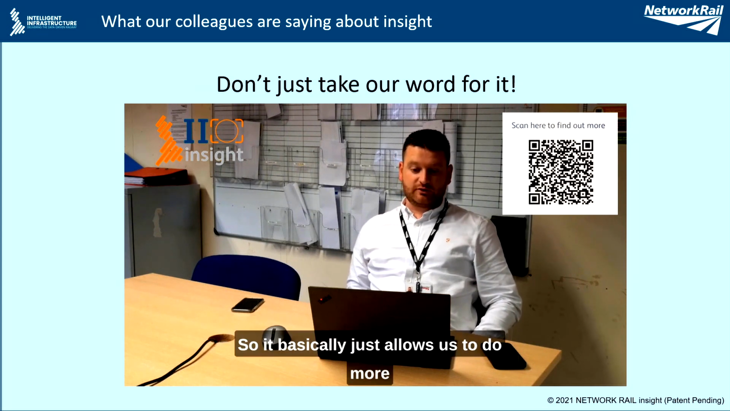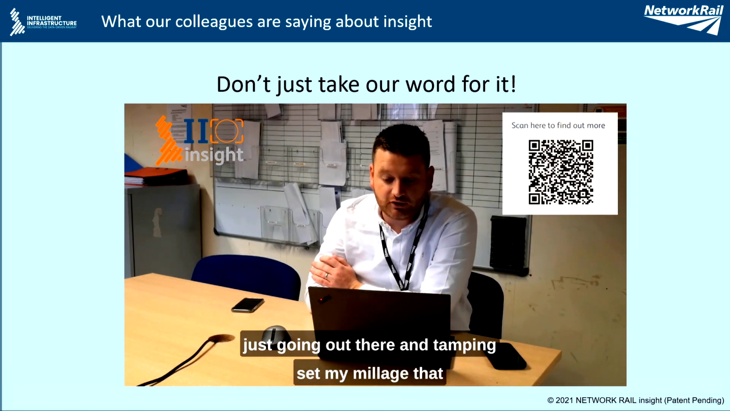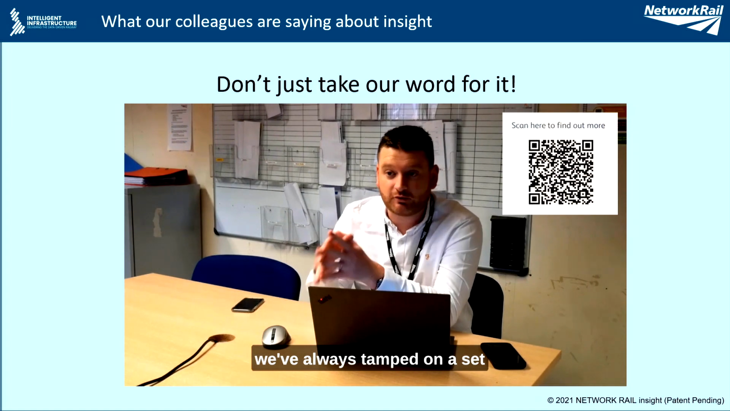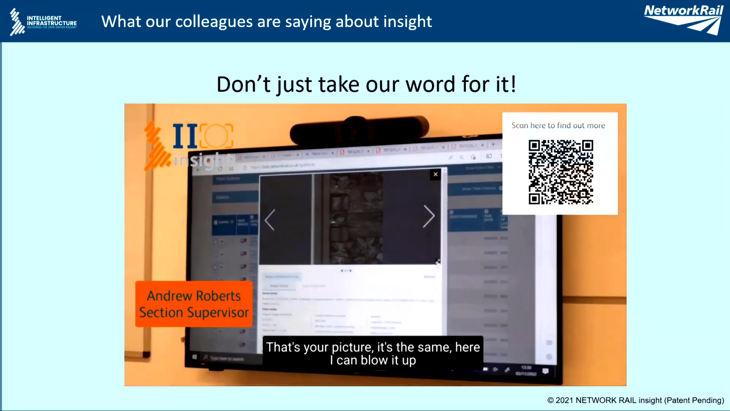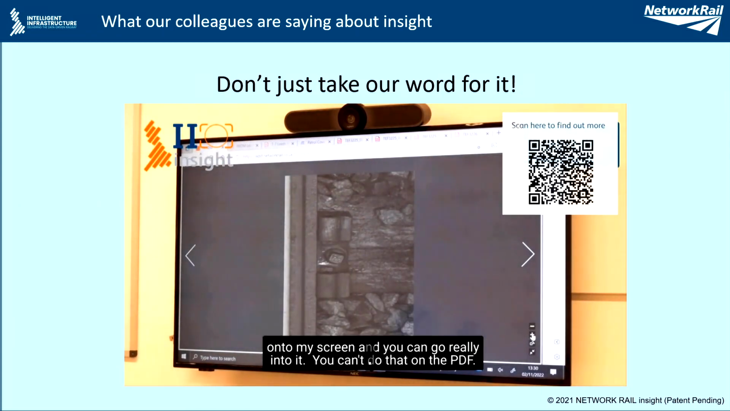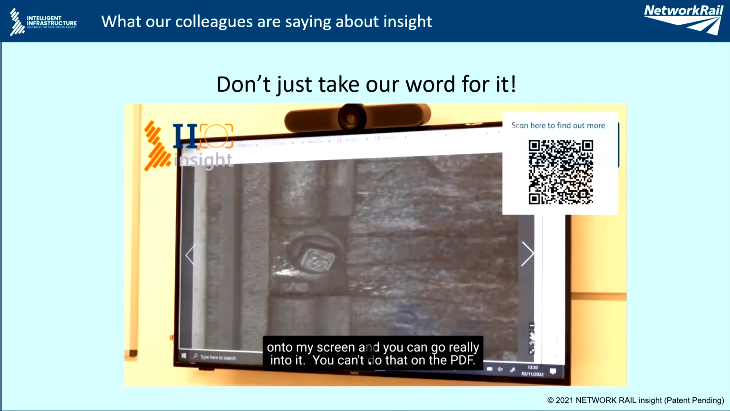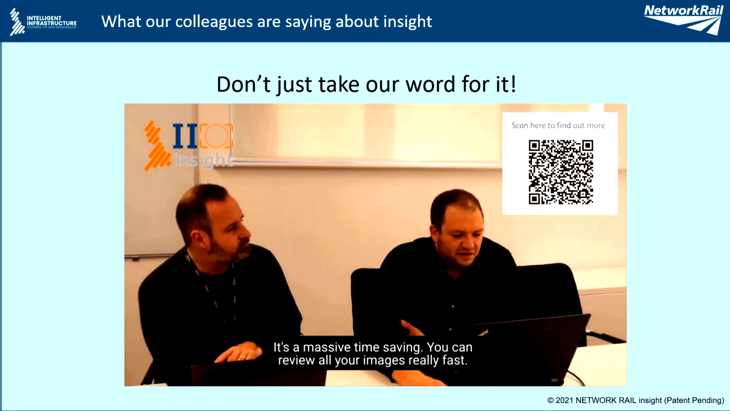So it basically just allows us to do more of a predict and prevent, as opposed to just going out there and tamping set mileages that we've always tamped. That's always been on a maintenance regime. That's your picture. It's the same. I can draw that up onto my screen and I can go really into it, which you won't be able to do on that PDF. I can probably get done in half a day what would take me a folder. It's a massive time saving.